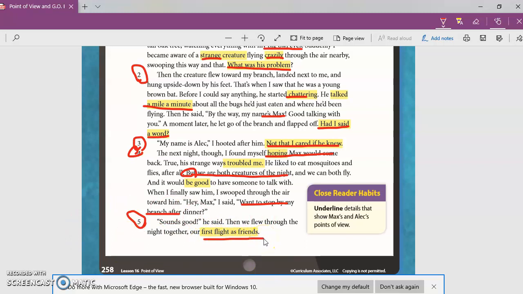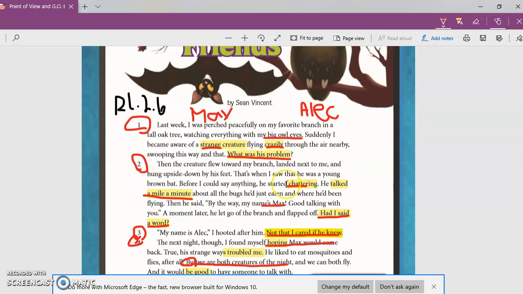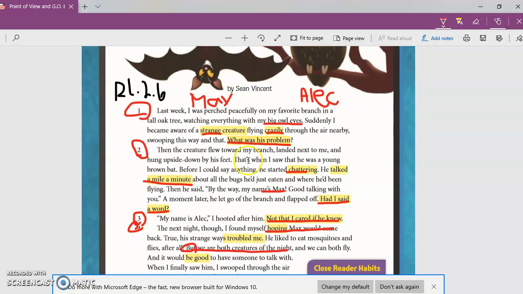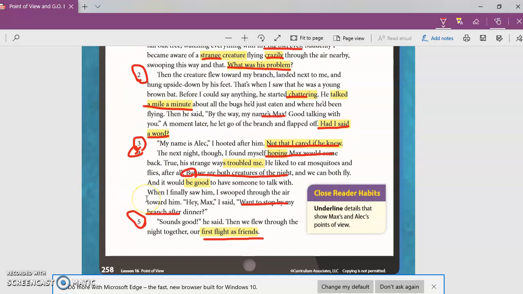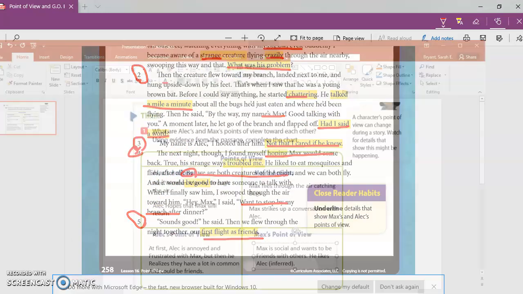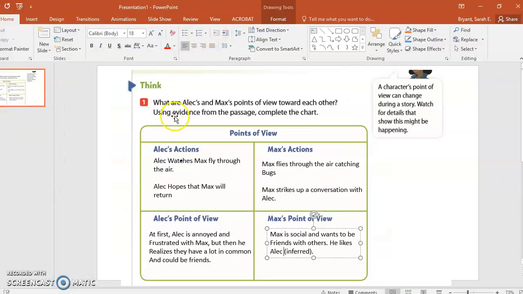So yes, our main character, our narrator, has had a change of heart and no longer thinks Max is just this crazy creature flying, and that they're more alike than he thought. So we're going to go ahead, and I already filled out this chart, we're going to go through and look at the details that help us figure out their point of view of the story.